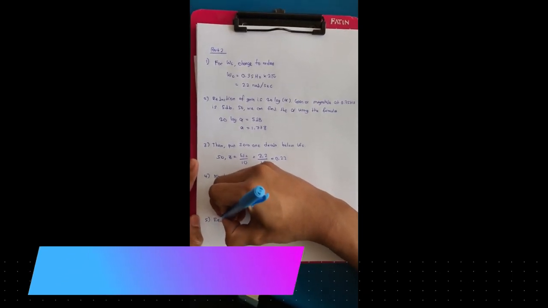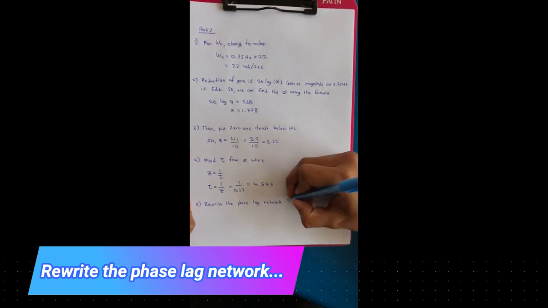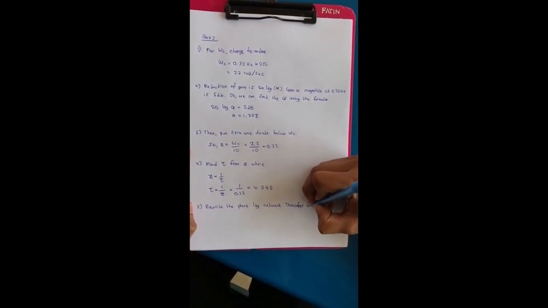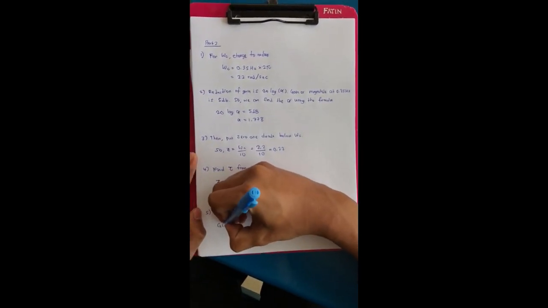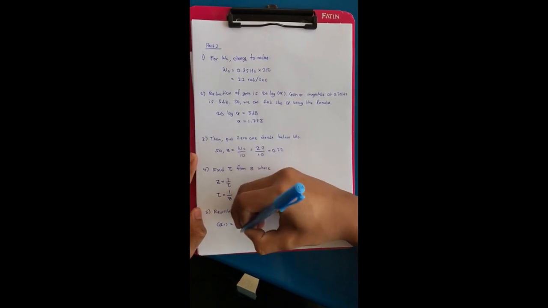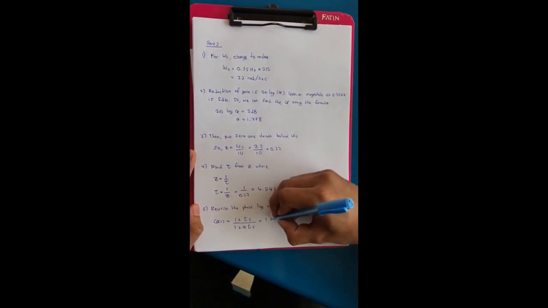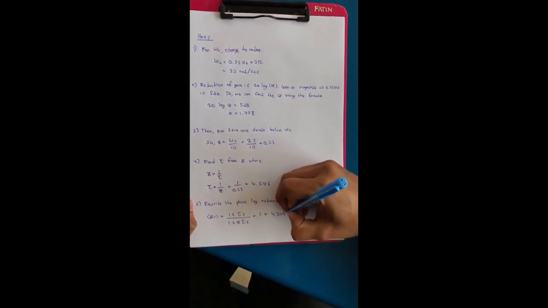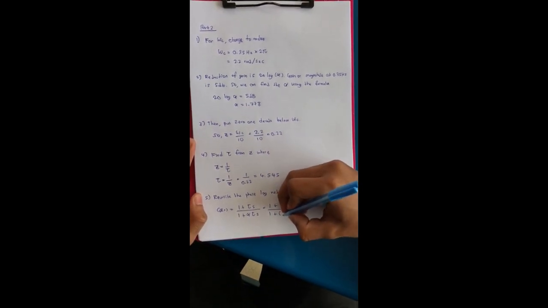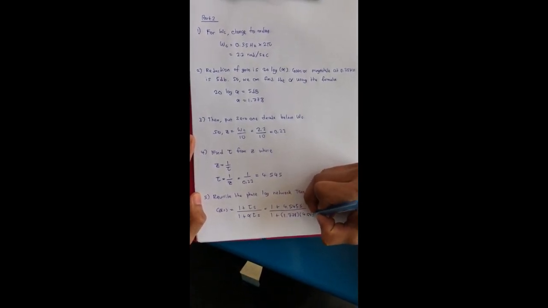And then the fifth step is we need to rewrite the phase lag network transfer function G(s) equal to (1 plus Ts) divided by (1 plus alpha Ts). Then we substitute the value of T. The value of T is 4.545, so the numerator is 1 plus 4.545 s, divided by 1 plus, and then we substitute the value of alpha, 1.778, times 4.545 s.